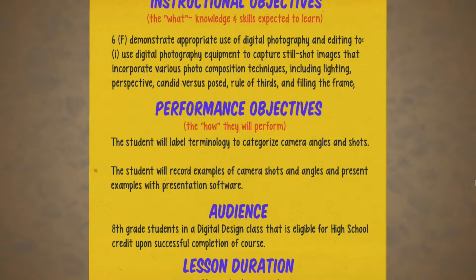The performance objectives, which is how my students will be performing today, are that the students will label terminology to categorize camera angles and shots. The student will record examples of camera shots and angles and present examples with presentation software. Today I will be addressing 8th grade students in a digital design class that is eligible for high school credit upon successful completion, and the duration of this lesson is 80 minutes.